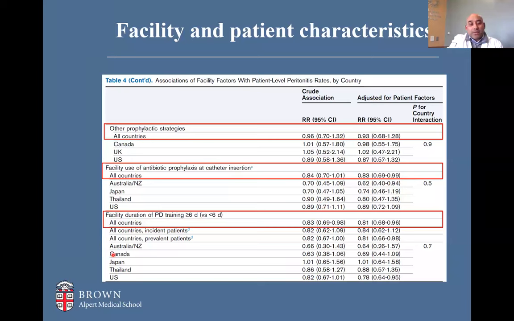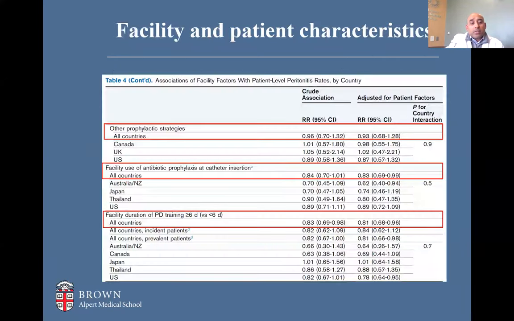And then the duration of training. They broke it down between incident patients and prevalent patients, and the cutoff was 6 months. But for all countries, regardless of incident or prevalent, PD training greater than 6 days is better at preventing peritonitis versus less than 6 days of training. That's especially true for prevalent patients who are already in the system for more than 6 months, and their relative risk is lower with the confidence interval also not crossing over one. So that's that.